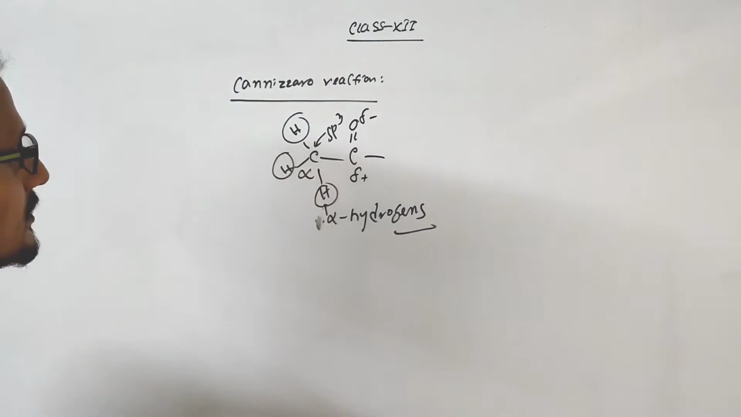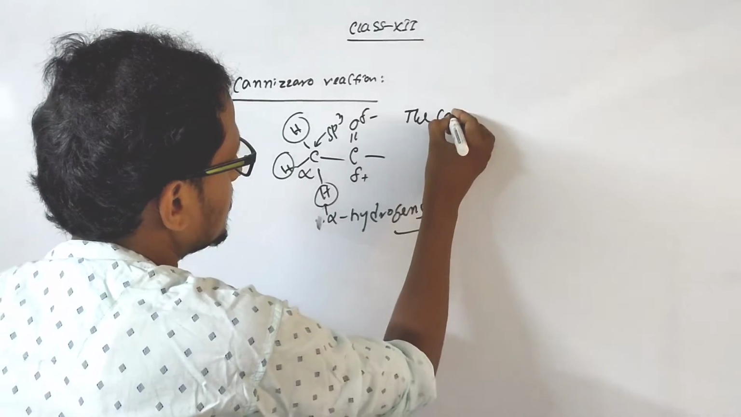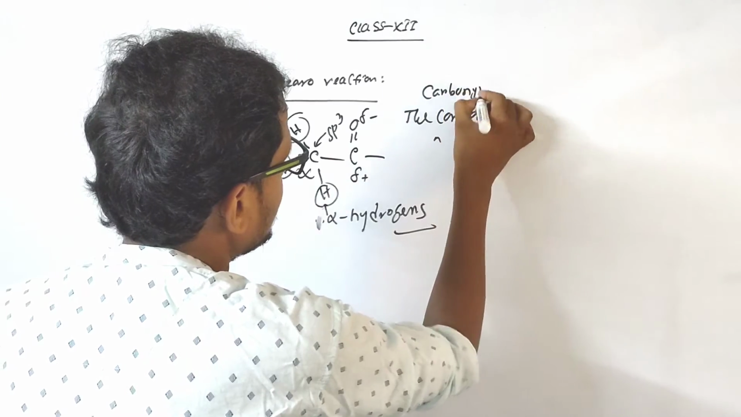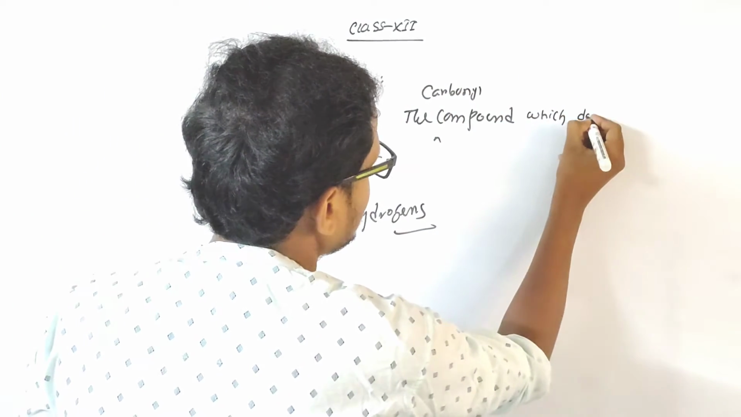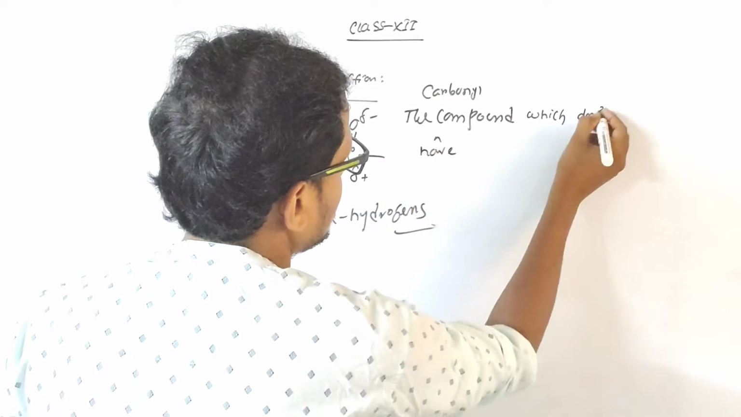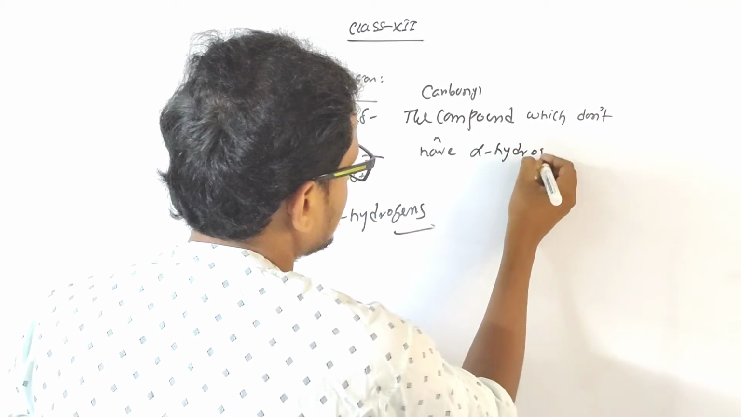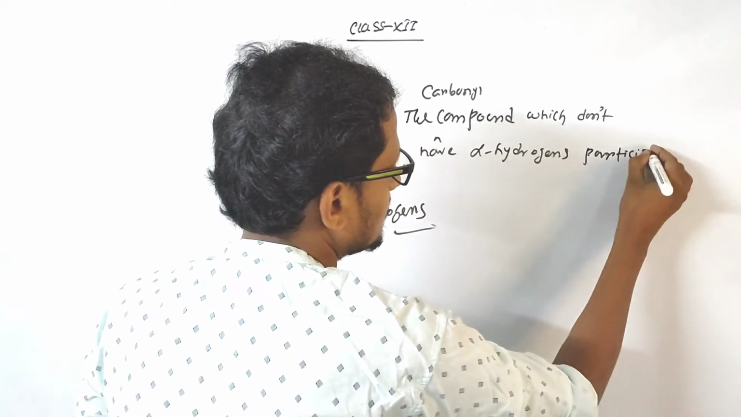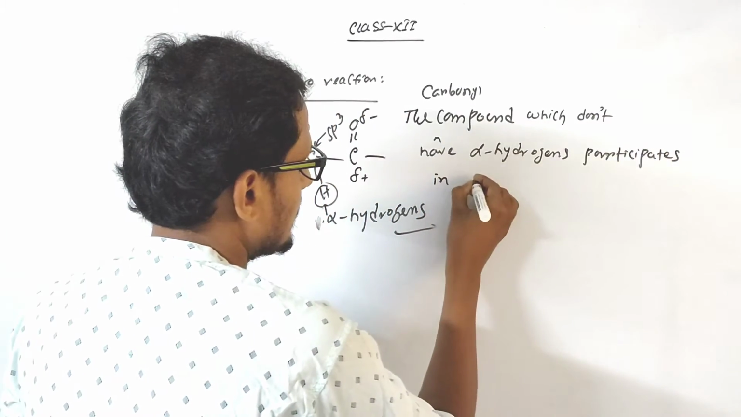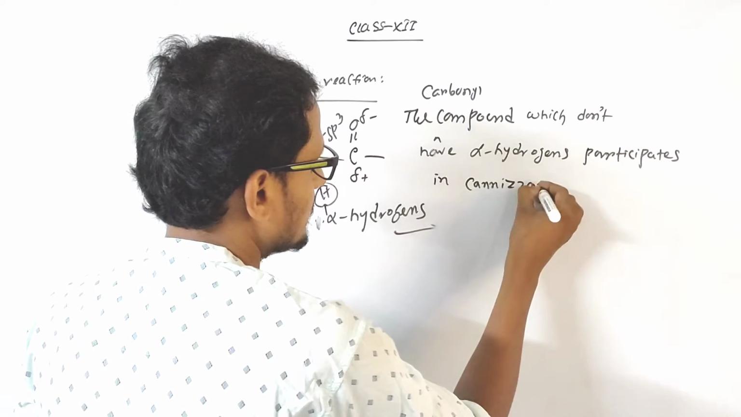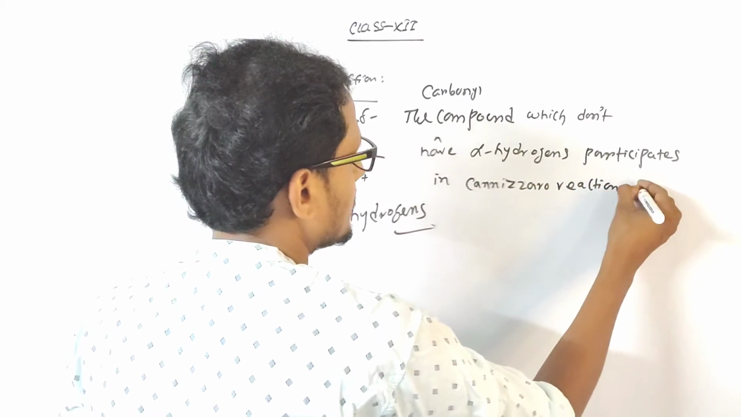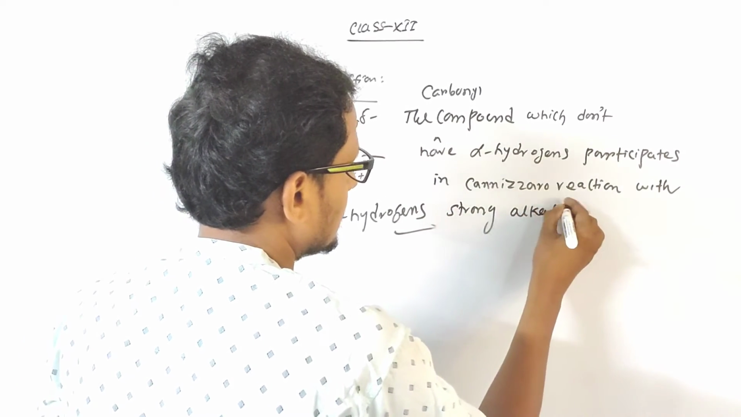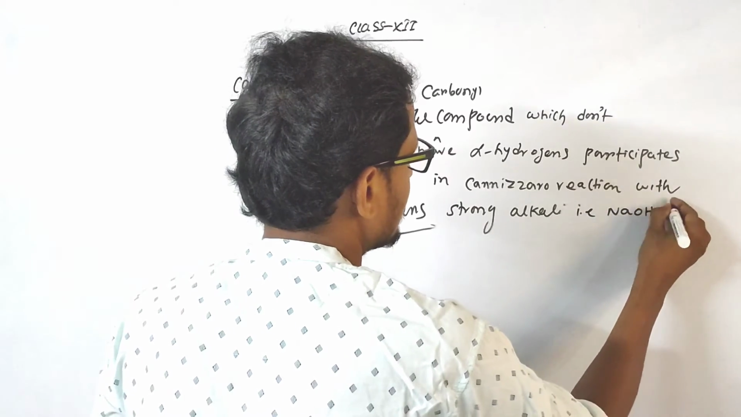So the carbonyl compounds which don't have alpha hydrogens participate in the Cannizzaro reaction with strong alkali, that is concentrated sodium hydroxide.